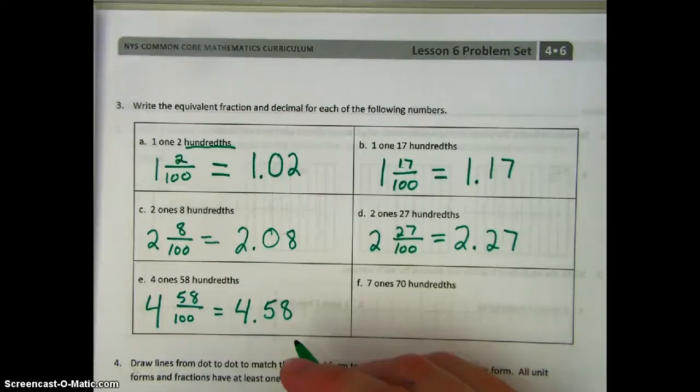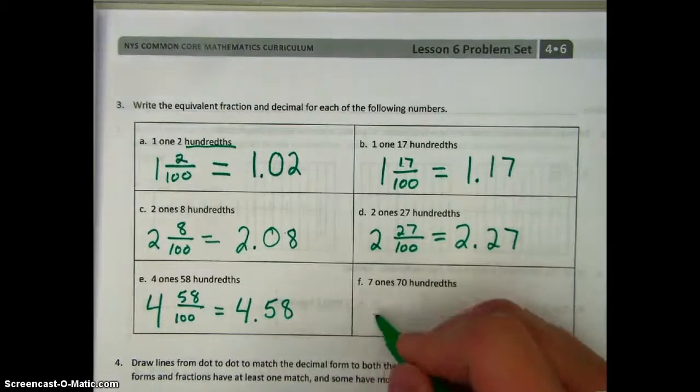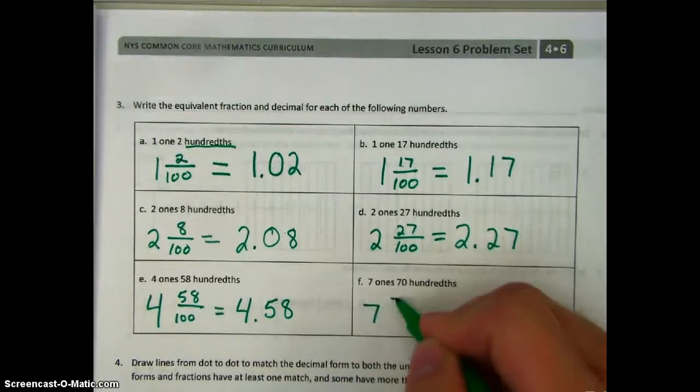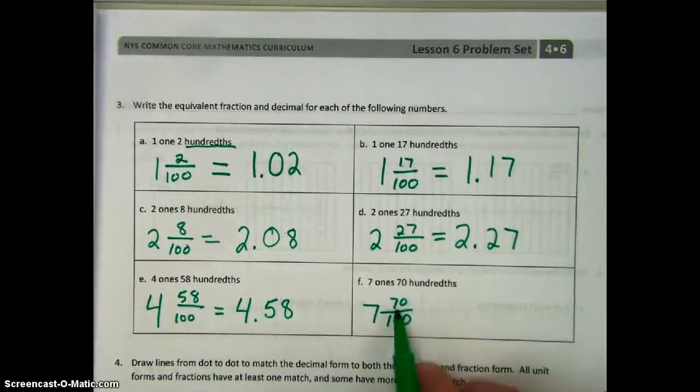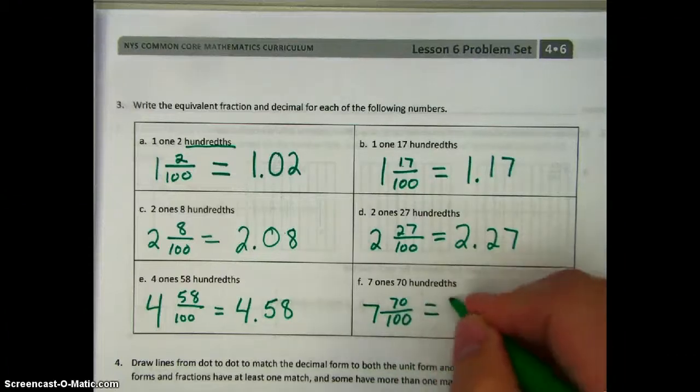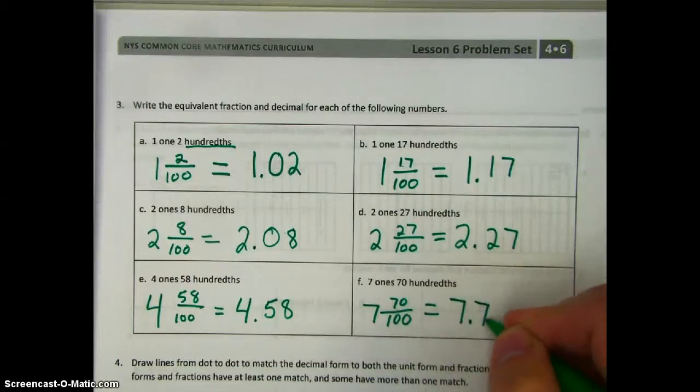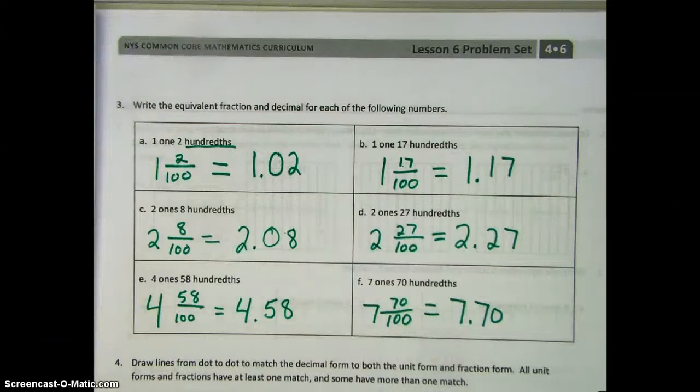Okay. Then, moving on to our last one here, we have 7 ones and 70 hundredths. Now this one's slightly different. We have a 2-digit numerator, but that numerator is also a multiple of 10. So when we go to write it, we can write it as 70 hundredths, or we can also write it as simply 7 and 7 tenths.